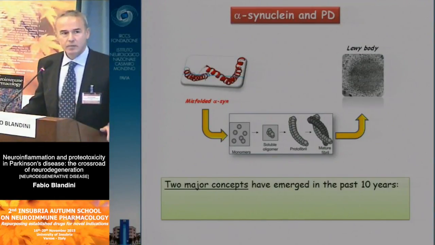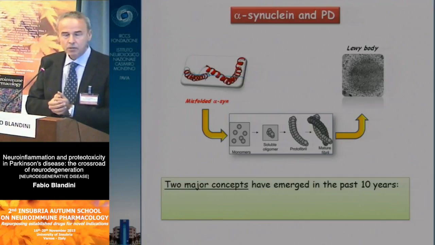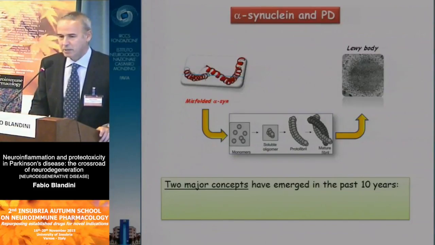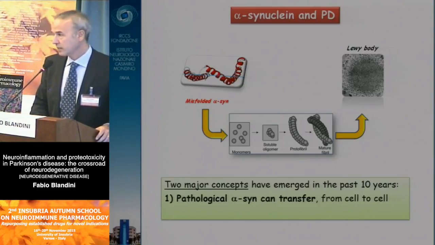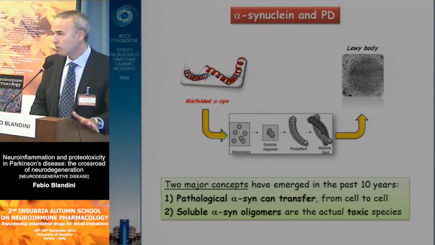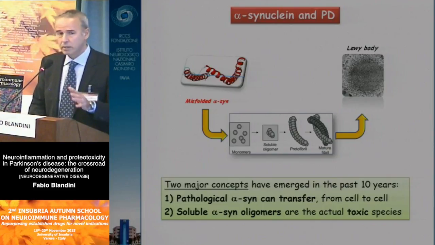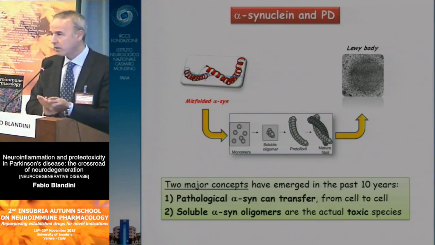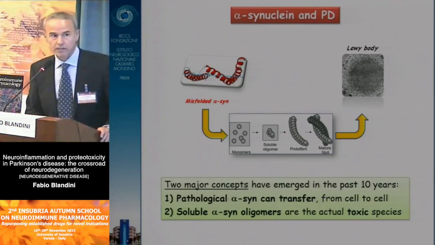Of course, after 1997, there was an overflow of publications on synuclein and proteotoxicity in Parkinson's disease. So I tried to summarize the two major concepts that, in my opinion, possibly not just in my opinion, have emerged as the most important ones of the past 10 years. The first was that pathological alpha-synuclein can transfer from one cell to another. And the other one is that it is possibly the soluble form of alpha-synuclein, the alpha-synuclein oligomers, that are the actual toxic species, the form that is toxic to neurons or to synapses. Probably not the aggregated form of alpha-synuclein once it is conglomerated inside the Lewy body. So it is the soluble form of alpha-synuclein.